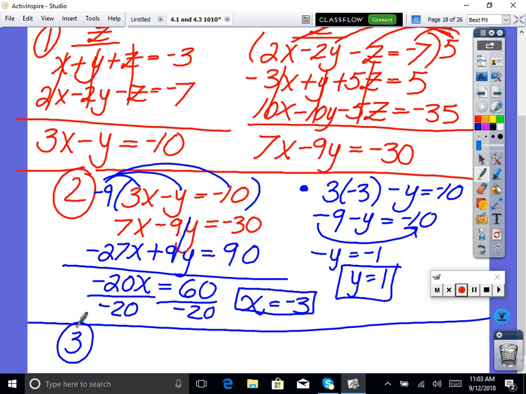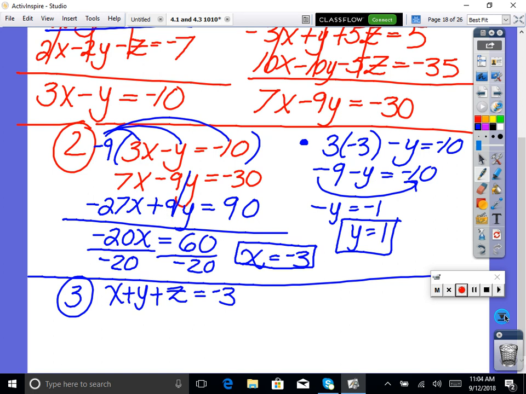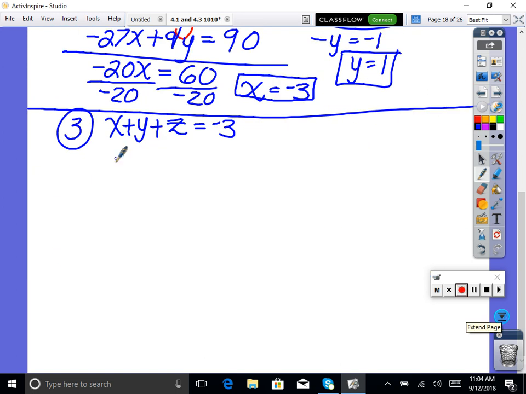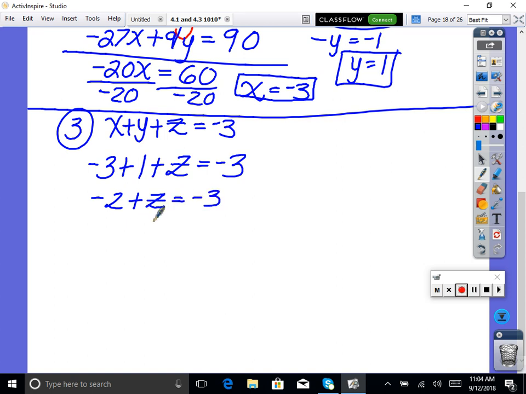Now, step 3, solve for the final variable. So look at a very original problem. So I could go look at the very top, but I can also see right here, an x plus a y plus a z equals negative 3. So let's plug it in. Where x is negative 3, plus my y is 1, plus we don't know z equals negative 3. Negative 2 plus z equals negative 3. Add 2. Therefore, z is equal to negative 1, right?